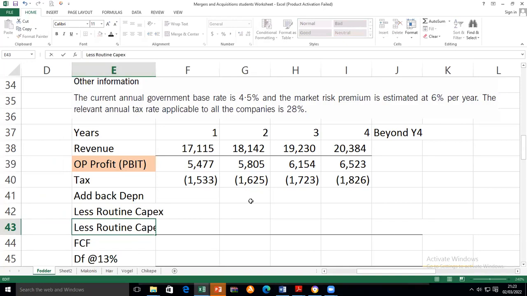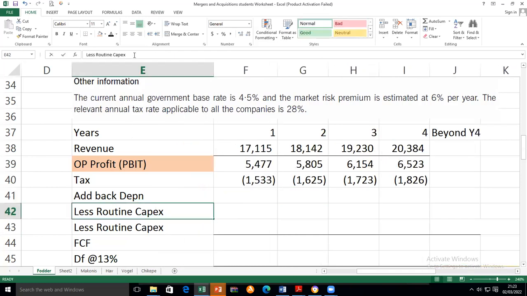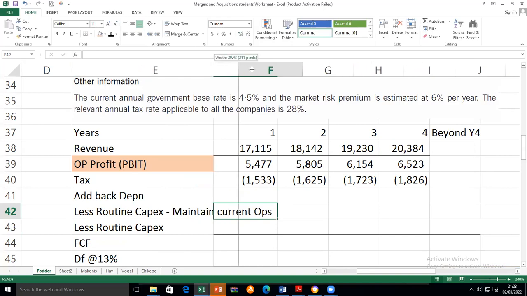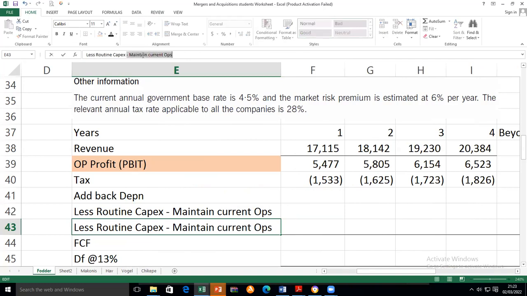How many types of routine capex do we have? Two. One is to do what? The other one is to do what? To grow operations.